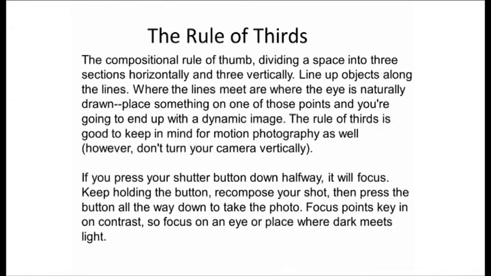The rule of thirds. The compositional rule of thumb, dividing a space into 3 sections horizontally and 3 vertically. Line up objects along these lines, where the lines meet or where the eye is naturally drawn. Place something on one of those points, and you're going to end up with a dynamic image.